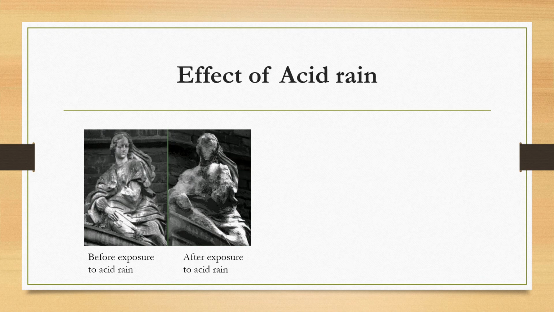In many countries, buildings, statues, and monuments are made of a construction material called limestone. A popular example is the Taj Mahal in India. Limestone consists mainly of calcium carbonate and is affected by acid rain.